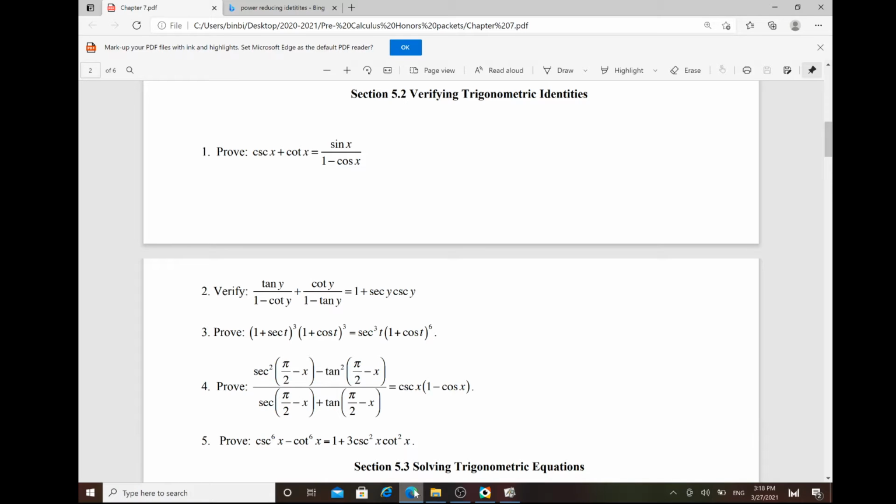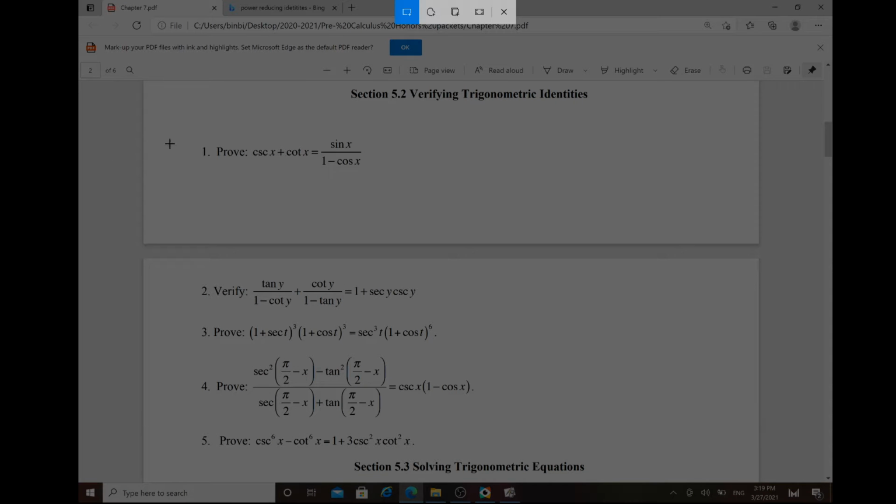So today I just want to continue to talk about proving identities. This one is section 7.1, the second half, the lecture. Okay, so let's take a look at that. Prove that cosecant of x plus cotangent of x equals sine of x all over 1 minus cosine of x. Okay, so let me just put it out here.